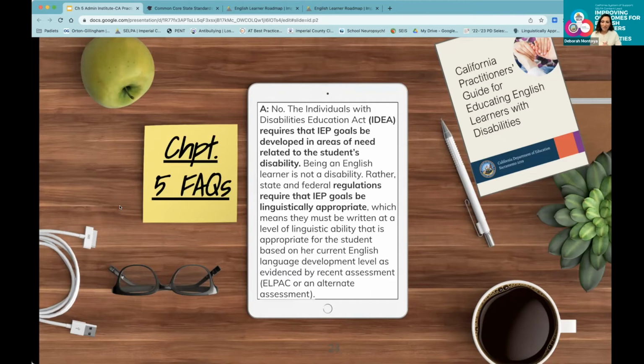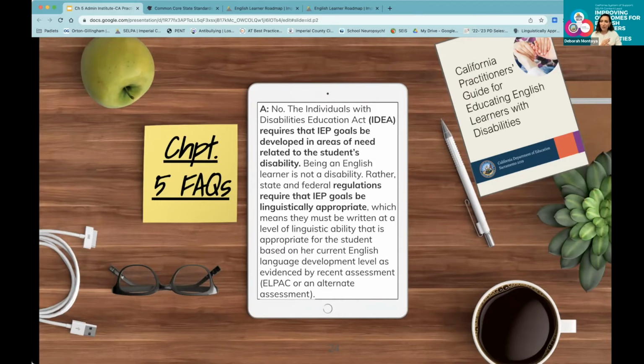So let me review this a little bit because I know this has become a hot topic question across the state. It's not only you if you're thinking like, wait a second here. So, when we think about IDEA and the requirements of the Individuals with Disabilities Act, yes, it requires that goals be developed in the areas related to the student's disability. So remember, the IEP is directly related to that student's disability. Why was the student eligible for special education? And what are the supports that are needed in relation to that disability area?